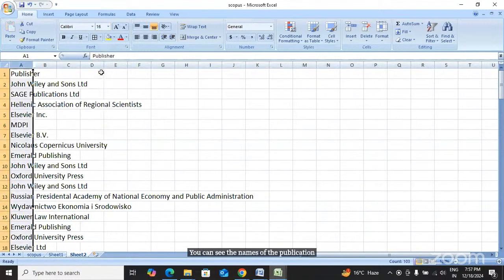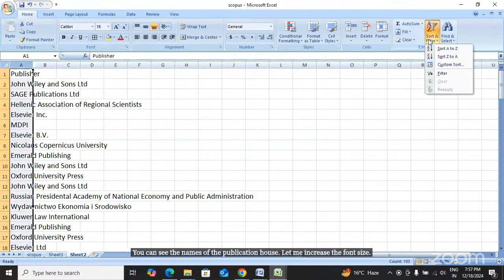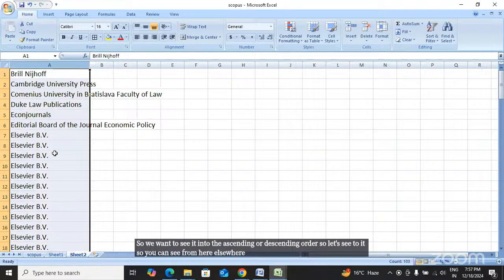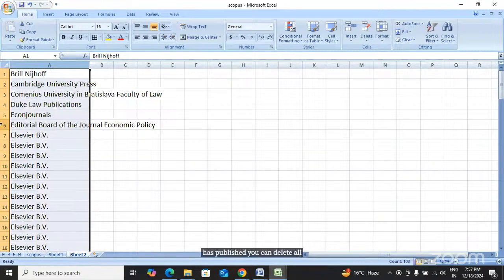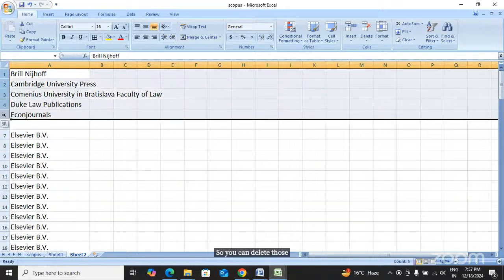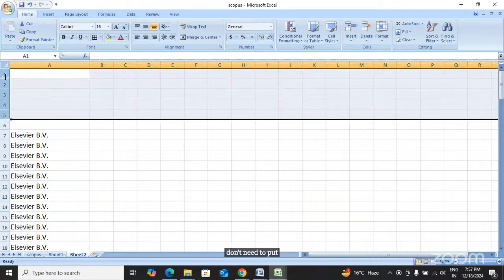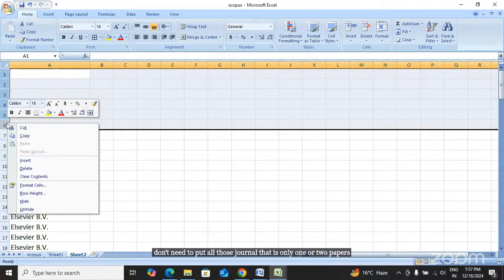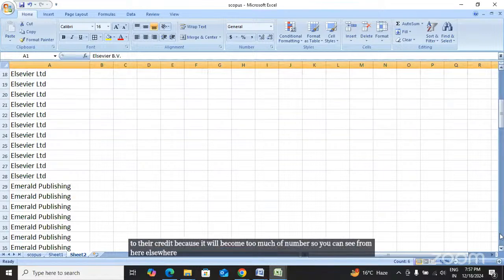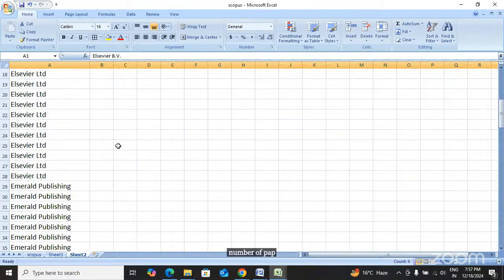Let me increase the font size. You can see it in ascending or descending order. You can delete all that you find is not important, and delete those journals as well. You don't need to put in all those journals that have only one or two papers to their credit, because it will become too large a number. You can see from here, the number of papers that Elsevier has published is 28.